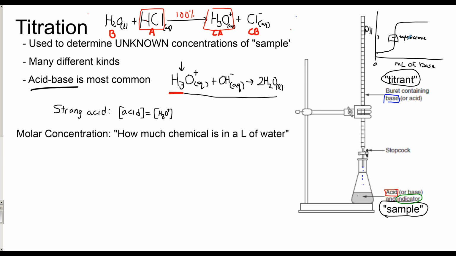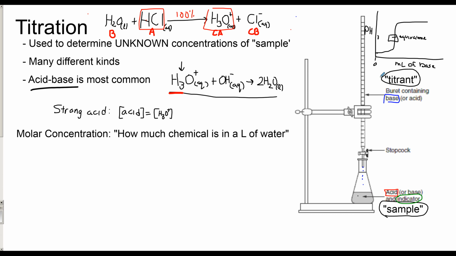One more time, just to recap. If we have an acid in our flask and we're adding a base, our pH is going to go up. In a titration, and I'm going to upload a video of an actual titration being done, so you can reference what I'm saying here with what they're doing and saying on the video.